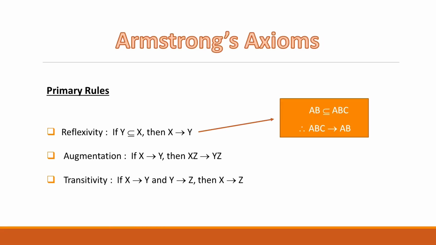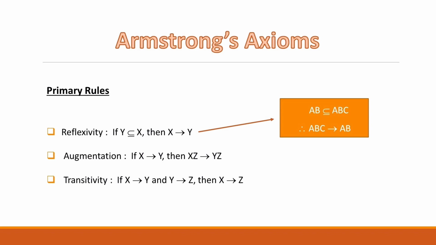For understanding the different topics in functional dependency, we need to have a knowledge about the Armstrong's axioms. So let's see what are the different Armstrong's axioms. The Armstrong's axioms consist of some primary rules and some secondary rules. First, let's go through the primary rules. The first one is reflexivity. If y is a subset of x, then we can say that there exists a functional dependency from x to y.